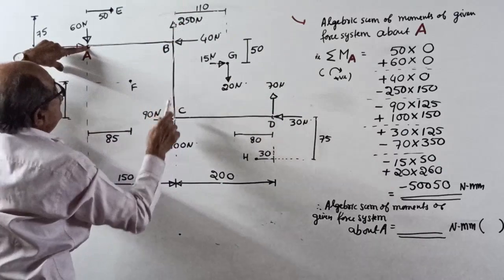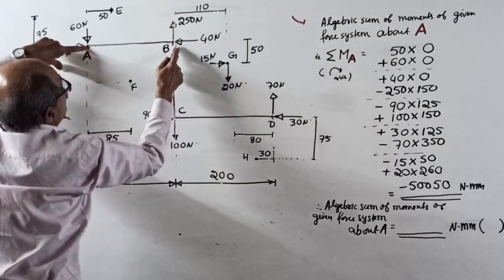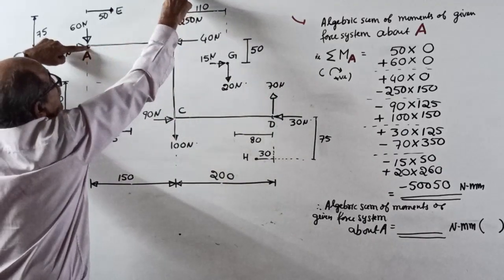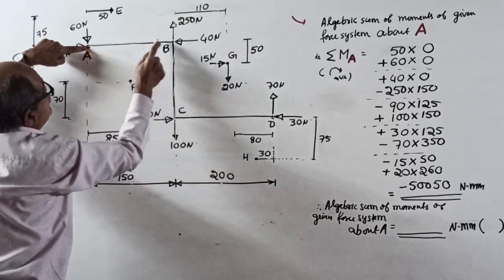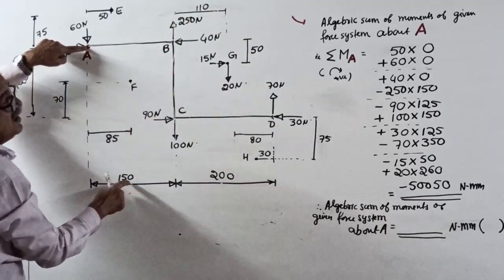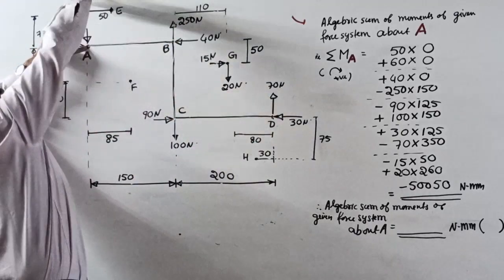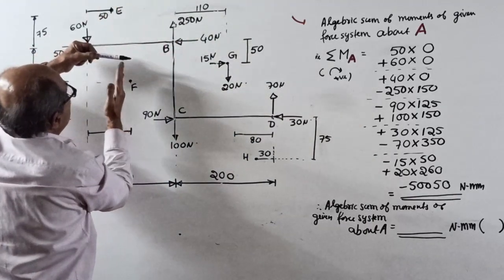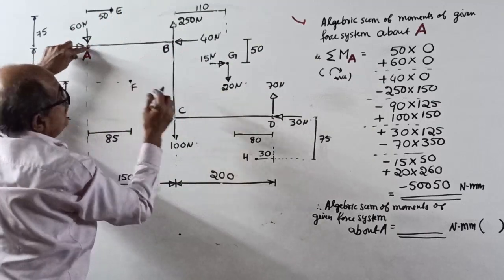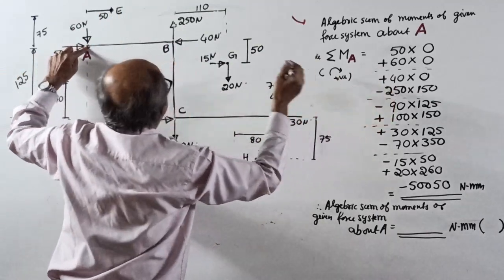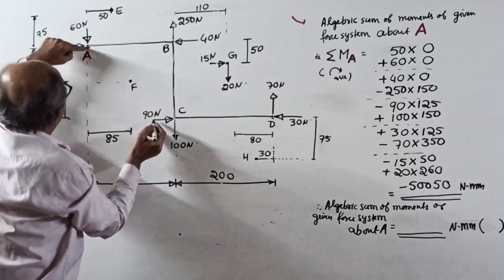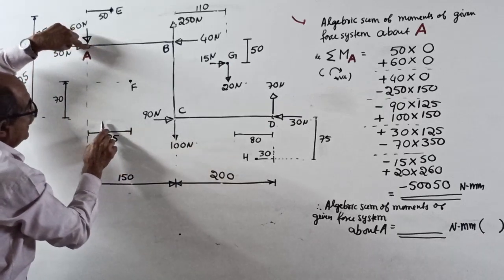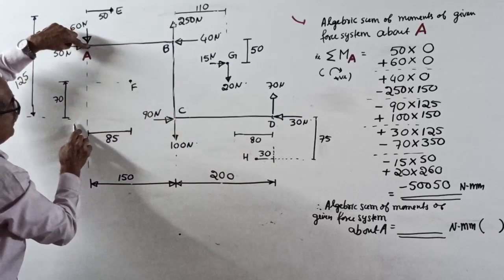250 into, from A, it is a vertical force, into this distance, 150. Anti-clockwise. See, if I hold here and apply 250, it will rotate like this, anti-clockwise. Then these are over. Come here. Finger is here. 90 into 90 is a horizontal force.